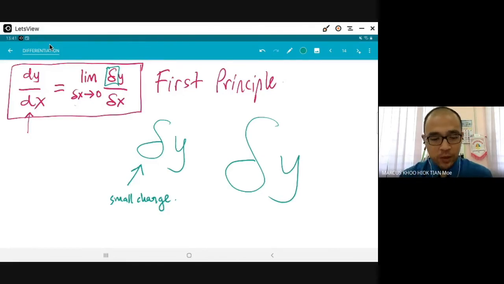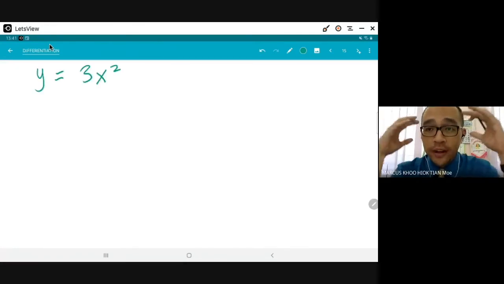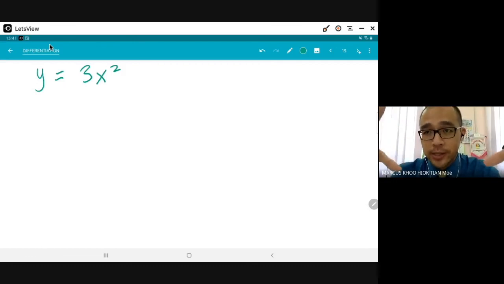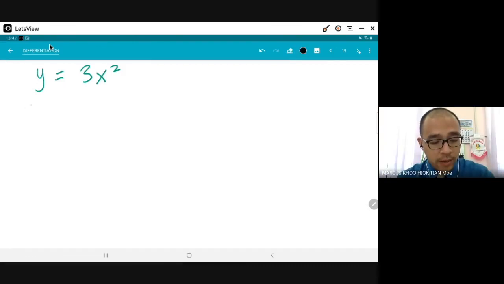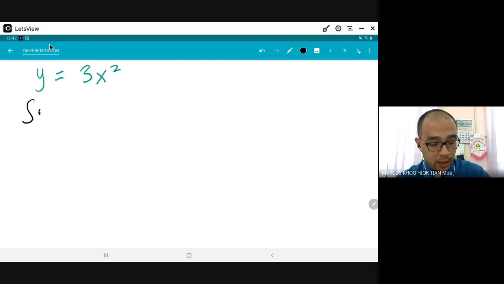So how do we find the dy dx? We start with the equation, y equals 3x squared. Follow me very closely. Kalau saya ubah y menjadi del y, del y equals, this is the basic formula.